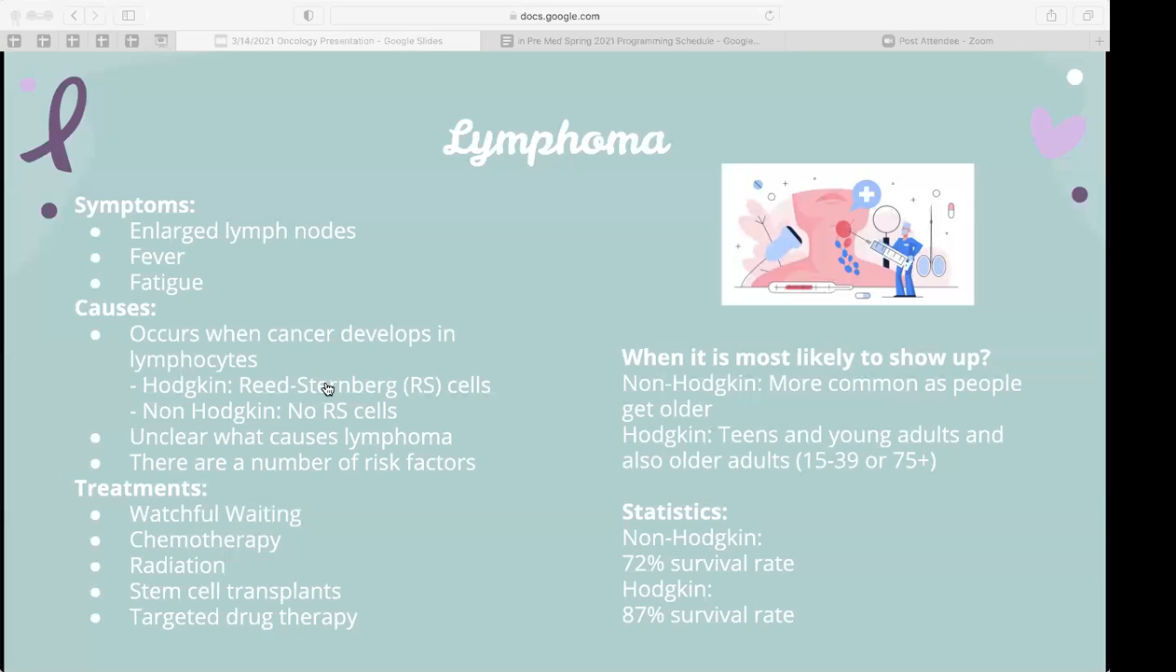Lastly are some statistics. The survival rate for non-Hodgkin is 72%, and the survival rate for Hodgkin is 87%. The reason the survival rate is higher for Hodgkin is that it's usually diagnosed at an earlier stage, and because of this, it's easier to treat. And non-Hodgkin is usually not diagnosed until a later stage. That's all for lymphoma, and we'll be moving on to biotechnology.